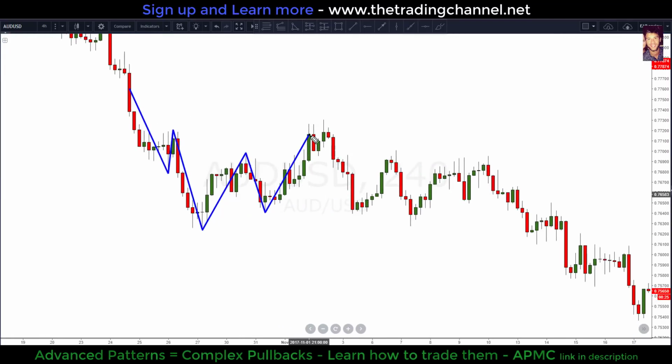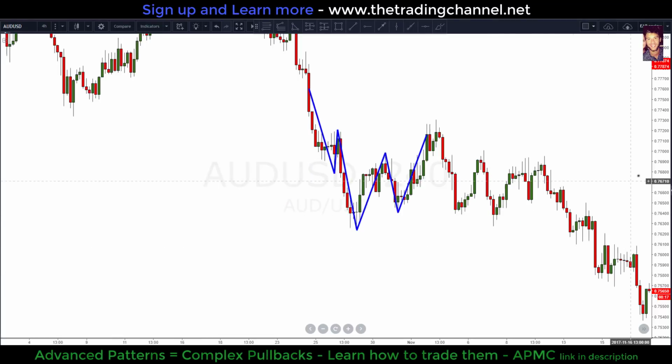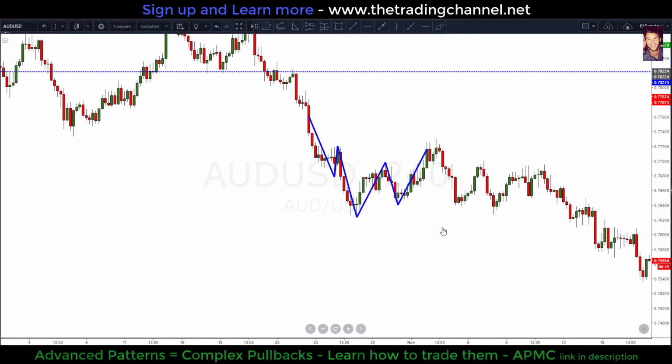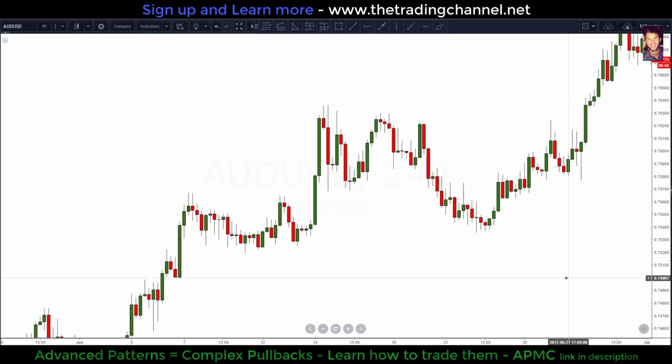Market, after creating this complex pullback, shot down a tremendous amount. So now we'll scroll through the charts and find a couple of other examples of these complex pullbacks. So traders, here's another good example of a complex pullback. See if you can spot it. This one is not an ABCD pattern, but it is still a version of a complex pullback. So did you see the market like this?